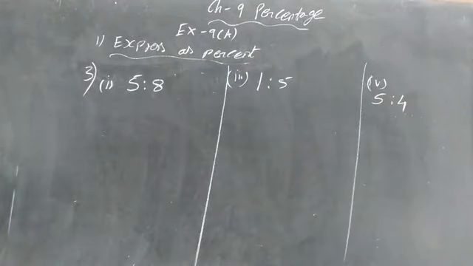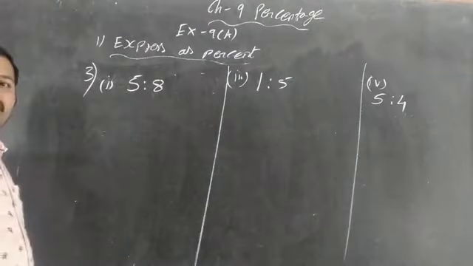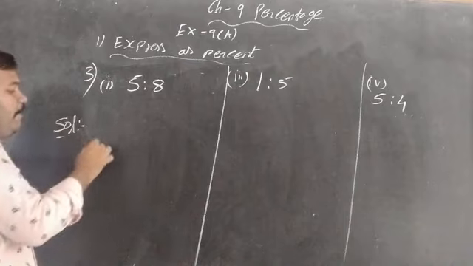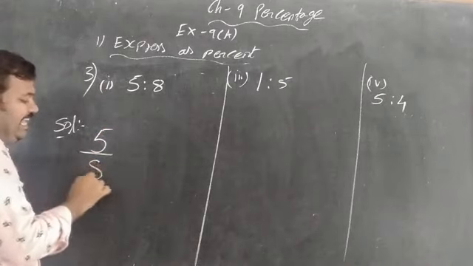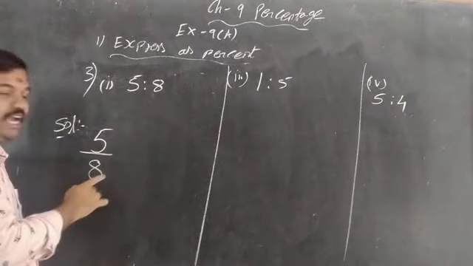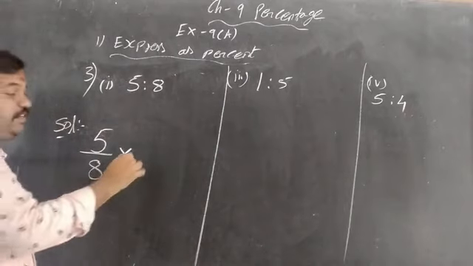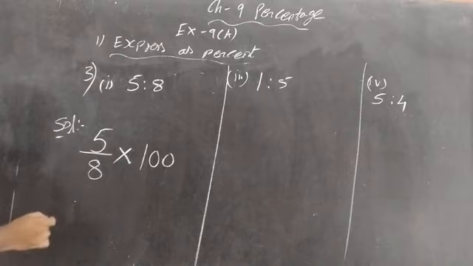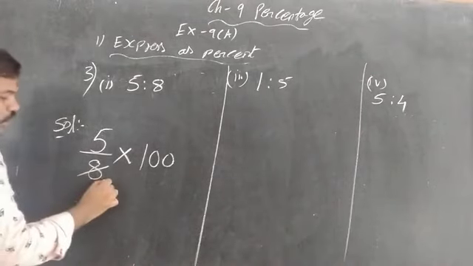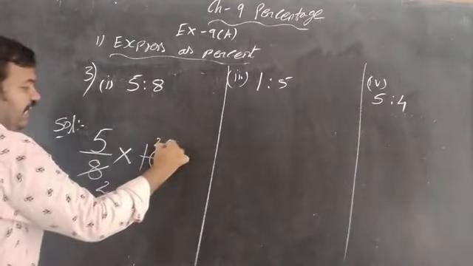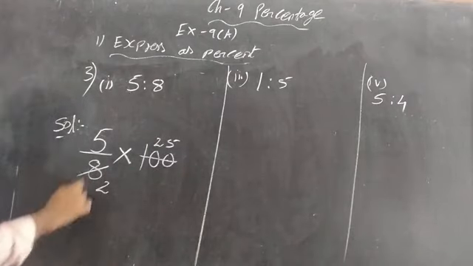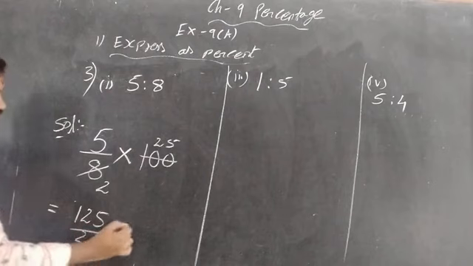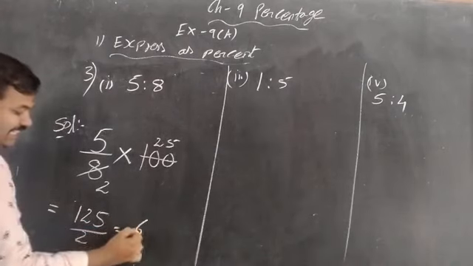Here are the next sums, which are given in the form of ratio. We know that ratio form is changed into the fraction form. So first of all, change to fraction form. This one is changed as 5 by 8. This ratio we have to change into percentage by multiplying with 100. Doing cancellation in 4 table, 2 times, 25 times. 25 25s, 125 by 2. Changing into the decimal form, that is 62.5%.